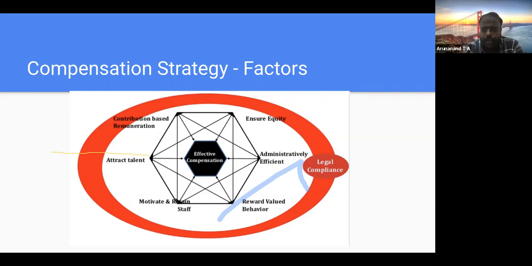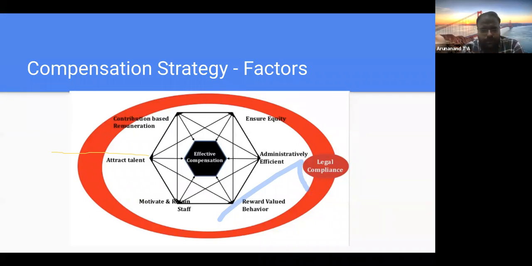Motivate and retain staff. Of course, will you stay in a company which doesn't give you any performance hikes, or salary is not revised for 10 years? No. So money is always money. Non-monetary rewards are also motivational for the staff to retain. And reward valued behavior. Somebody expresses great core values of the company, expresses innovation, etc. So compensation is a way of actually rewarding them.